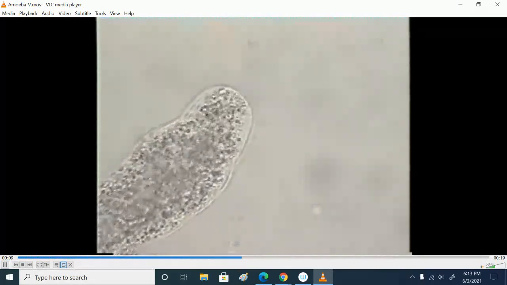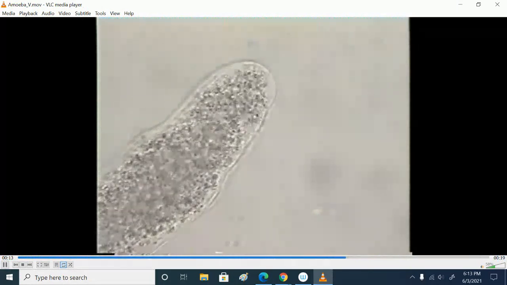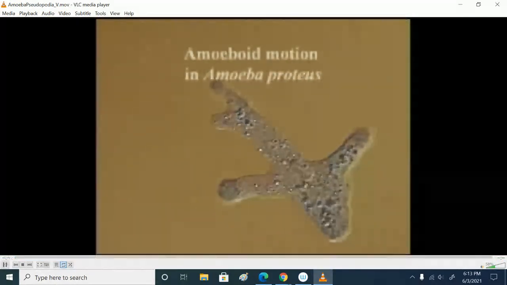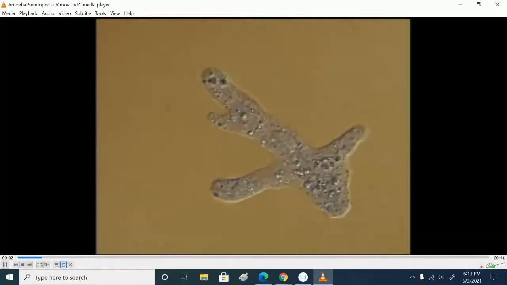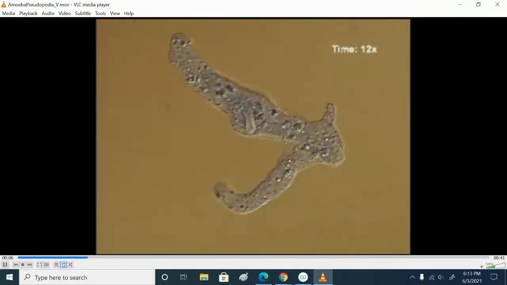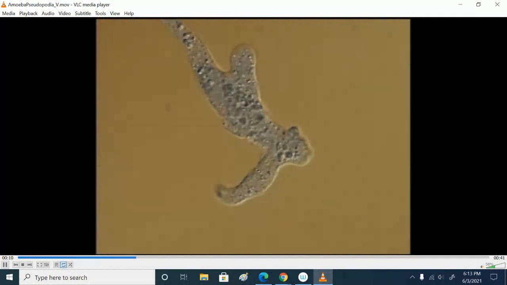And here we see amoeba. And amoeba are protozoa which kind of crawl around on surfaces and substrates. And they extend what are called pseudopods. So they extend their plasma membrane in one direction and then shift all the cytoplasm and organelles, which are what you see inside of it right now, in that direction.